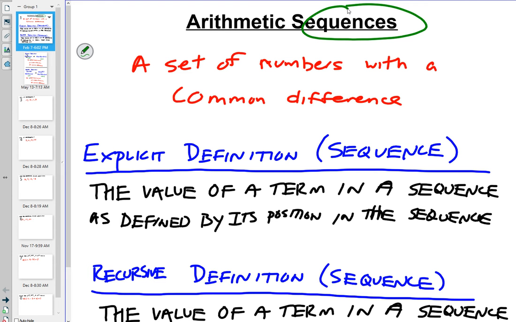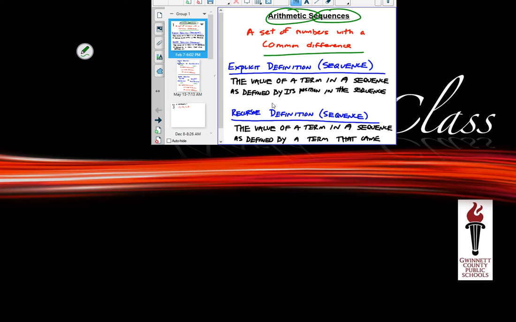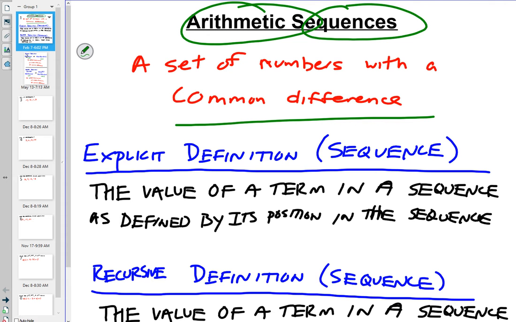A sequence is like a group of numbers. It's a set of numbers. If that group of numbers is described as being arithmetic, it's because they have a common difference. What does the word difference mean in math? It normally means subtract. Yeah, it normally means subtract, but since subtracting is the same as adding a negative, we can use it to describe addition as well.